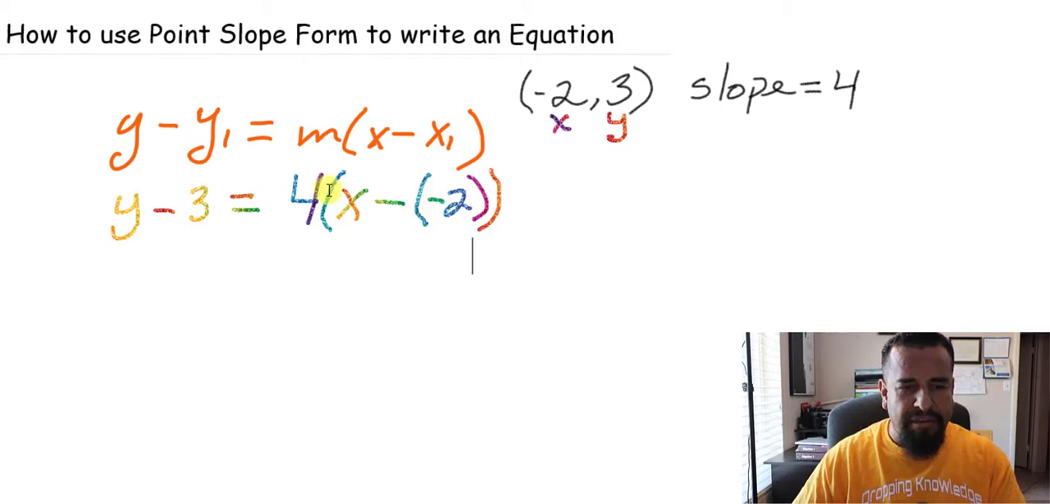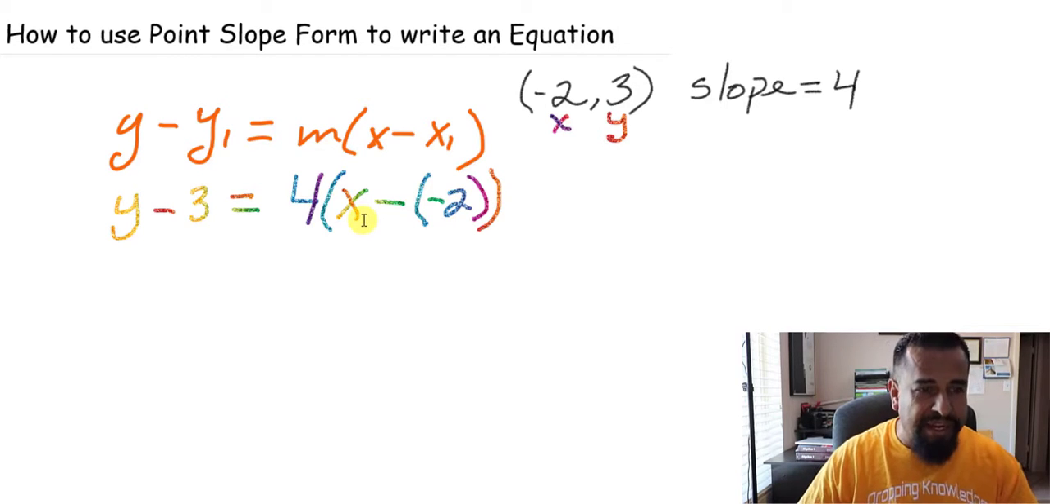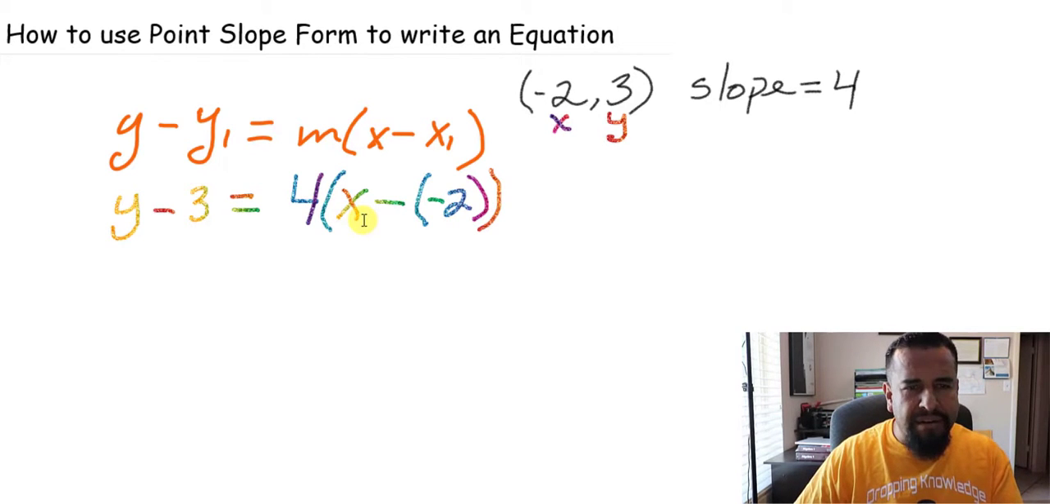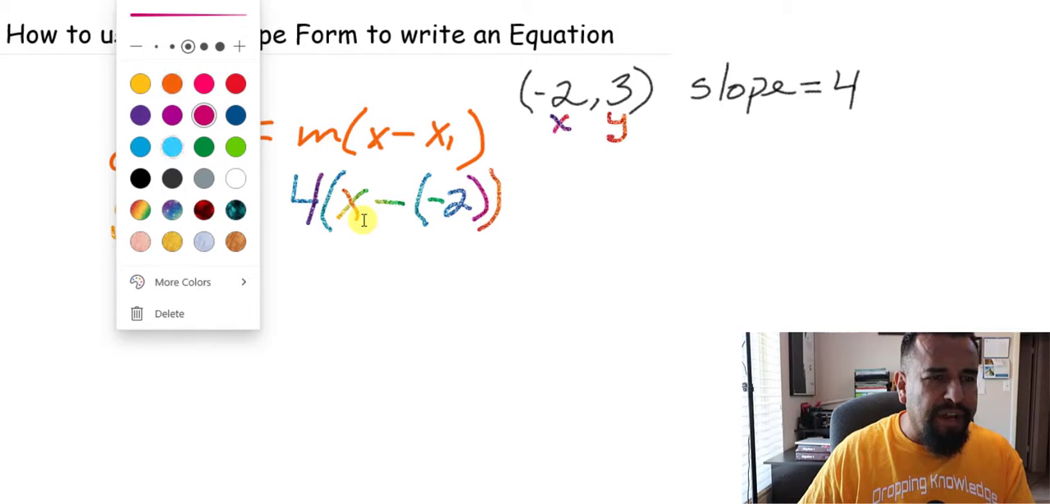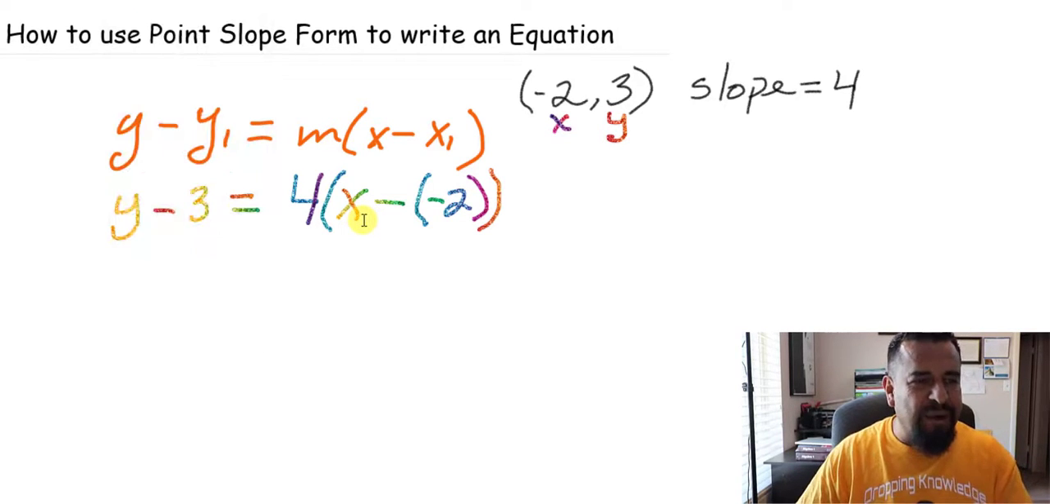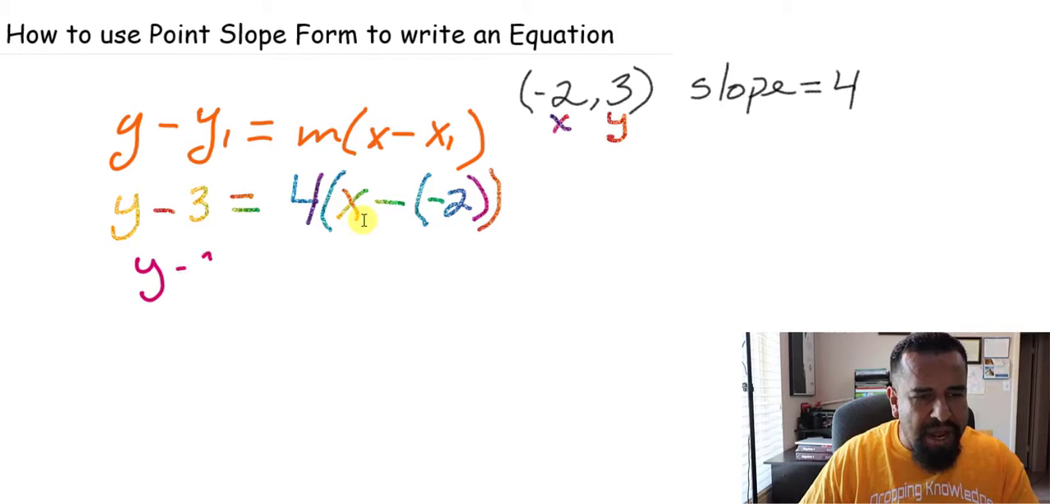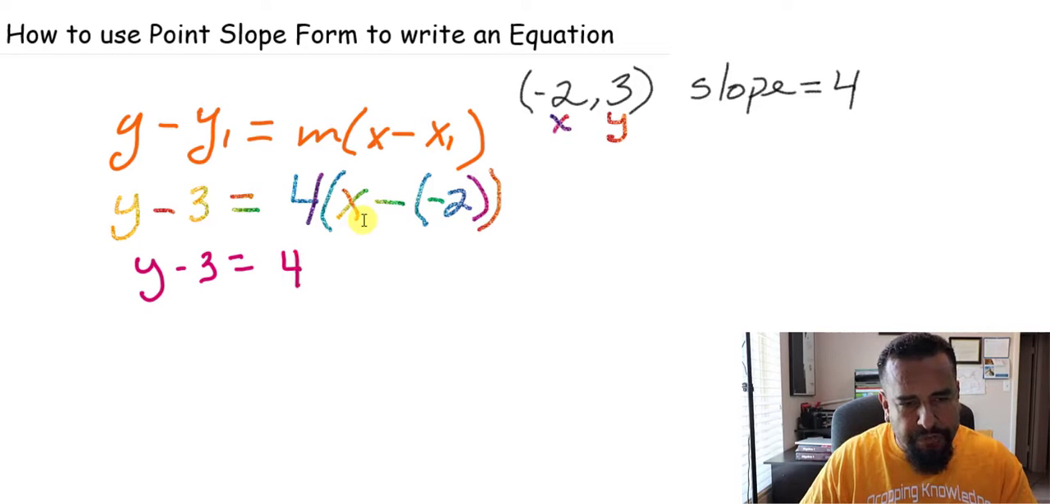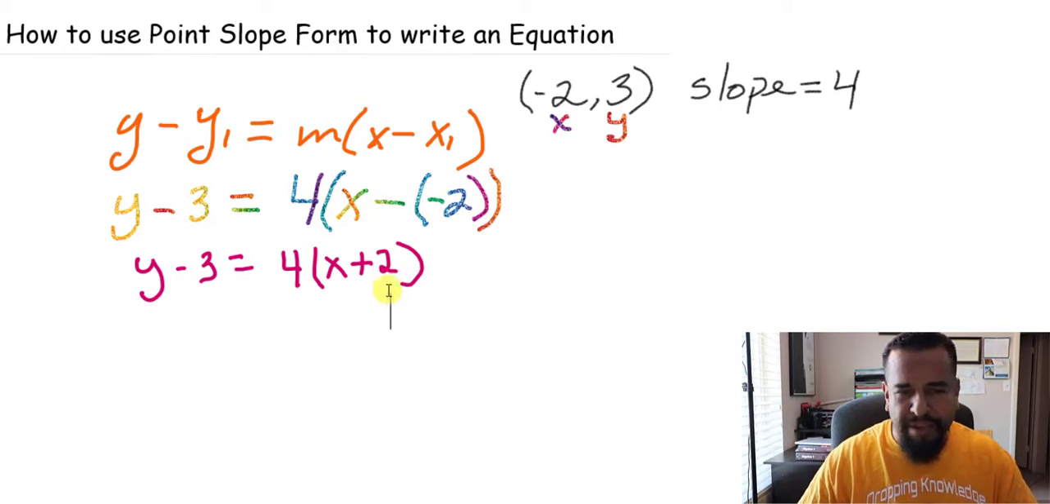I know that right there looks a little crazy, so let's go ahead and clean it up a bit. Let's use a different color. I'm just using red. So we have y minus 3 equals 4 times x plus 2. That's really what we have in that mess, right?